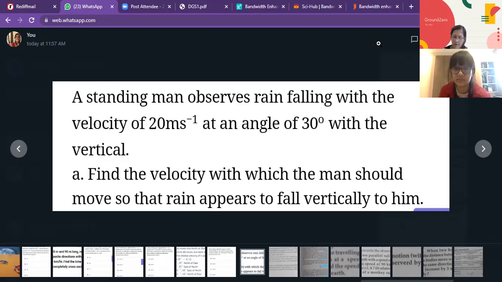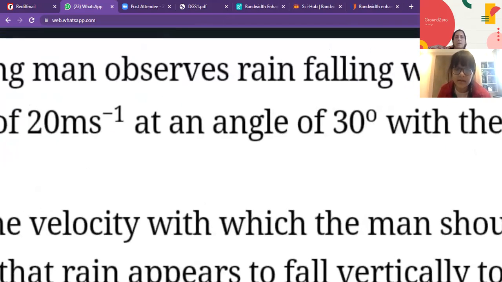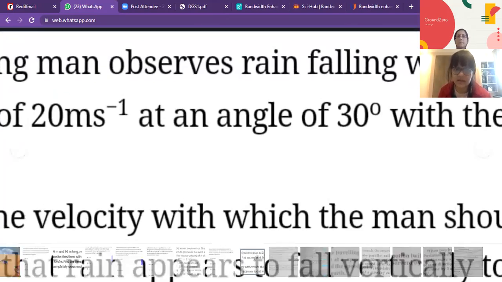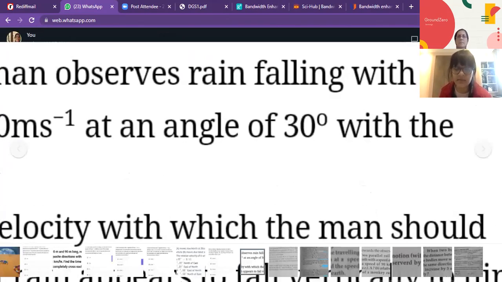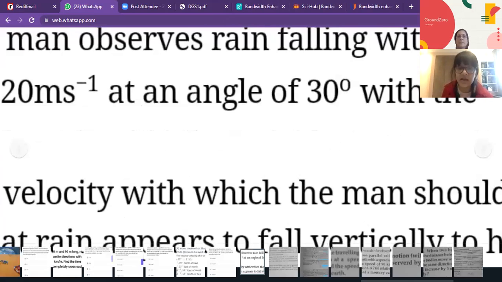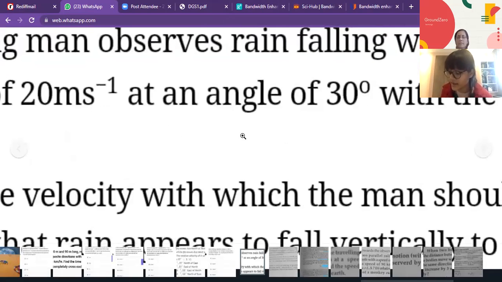How much? 10. Yeah. So this one, how did you do it? The rain is falling, so we have to find it with respect to the man. The man's velocity I've taken as if the man is at rest. So the direction of rain will get reversed and it should only have a vertical component and not a horizontal component. So the horizontal component will be 20 sine 30. That is 10.